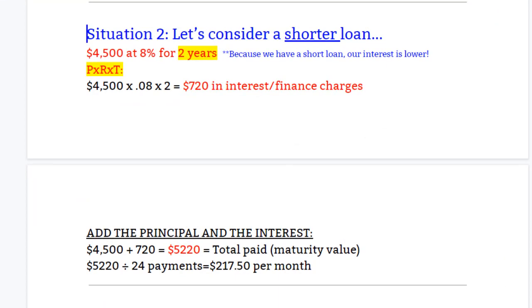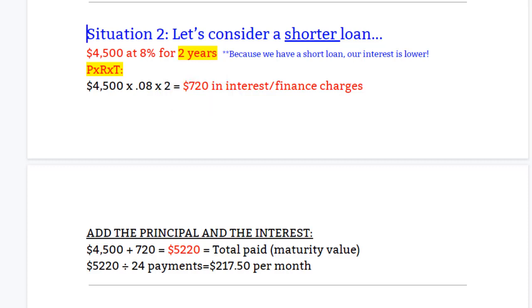Let's look at situation 2. Same vehicle, same amount of principal, but we're only going to borrow for 2 years, so notice even our interest rate goes down. If you have a shorter loan, they will typically charge you lower interest. So let's take principal times rate times time again: 4,500 times 0.08 this time times 2 for 2 years, which means we will be paying $720 in interest or finance charges.